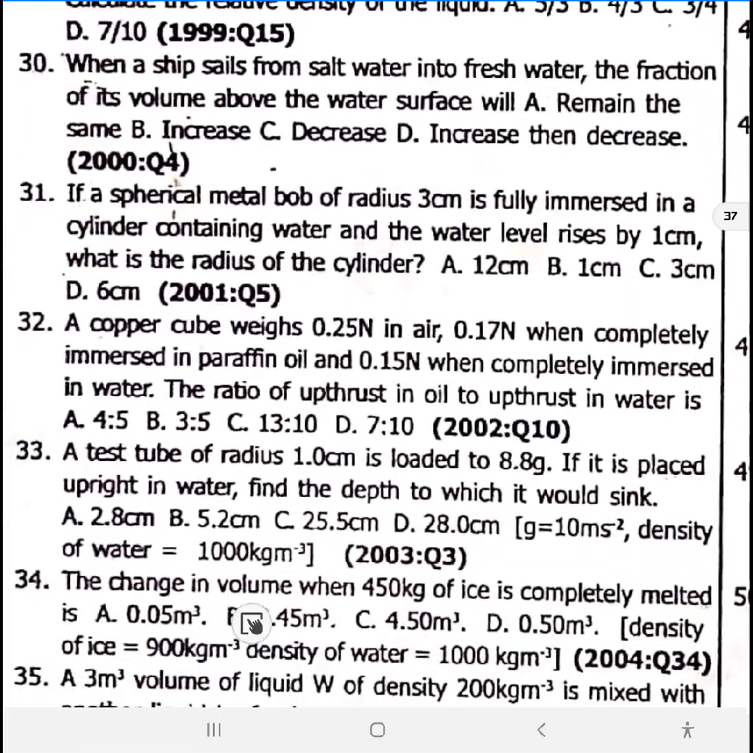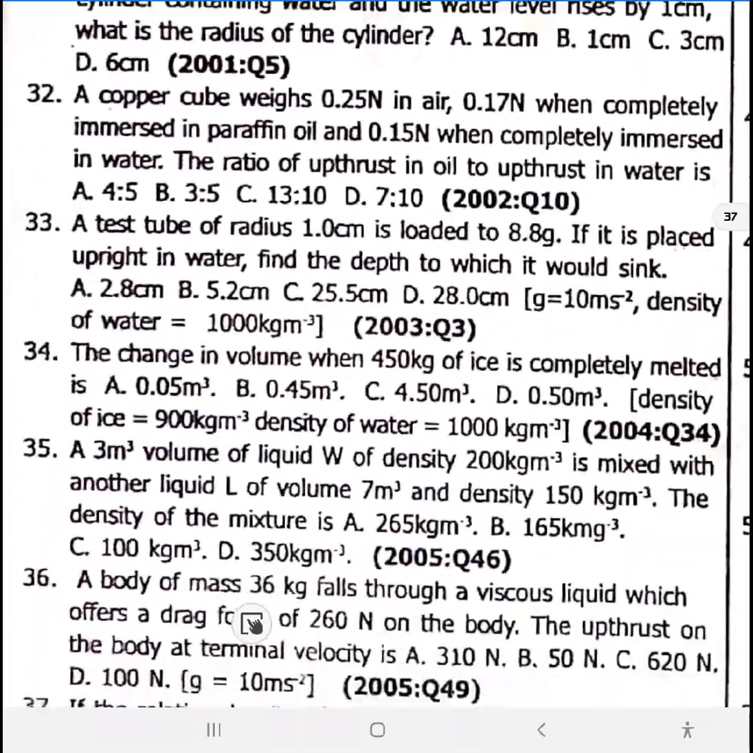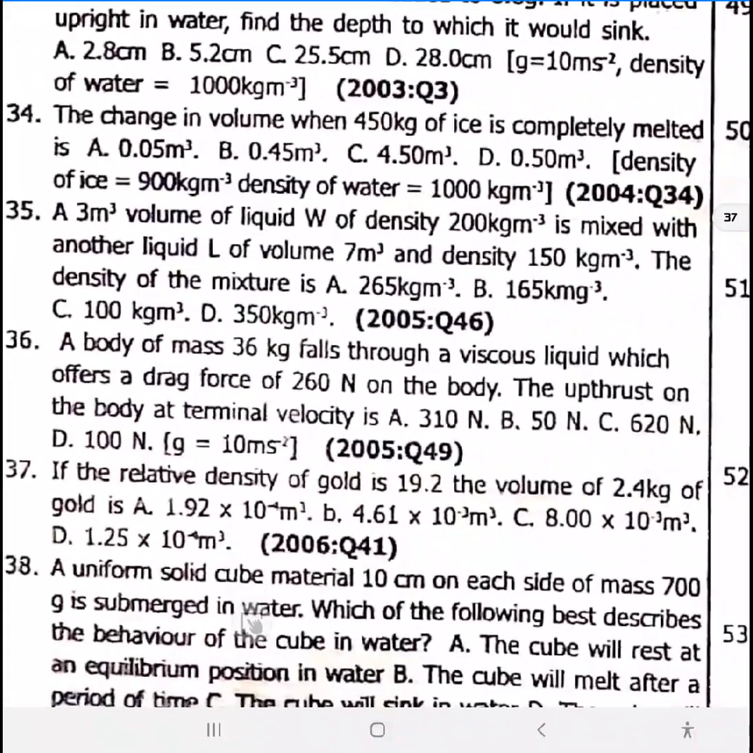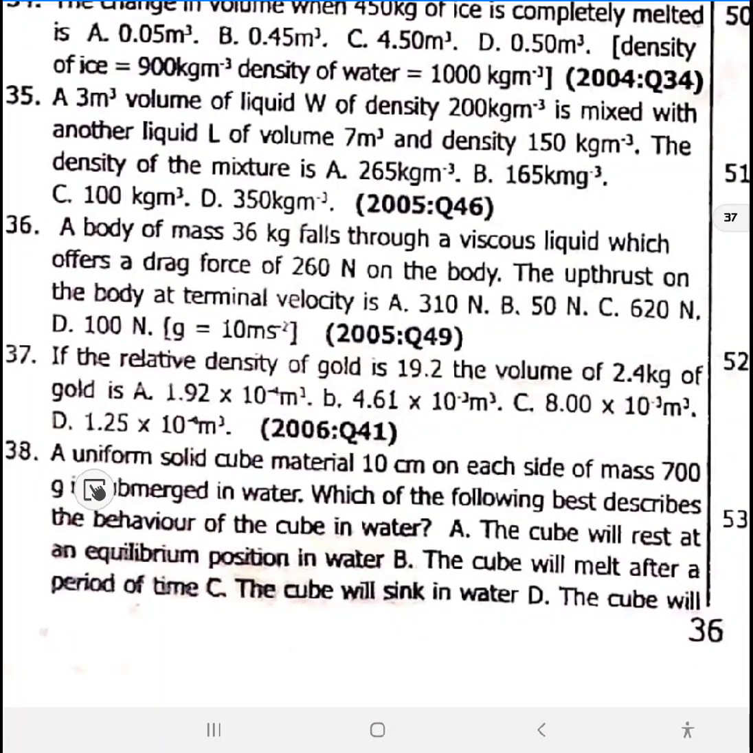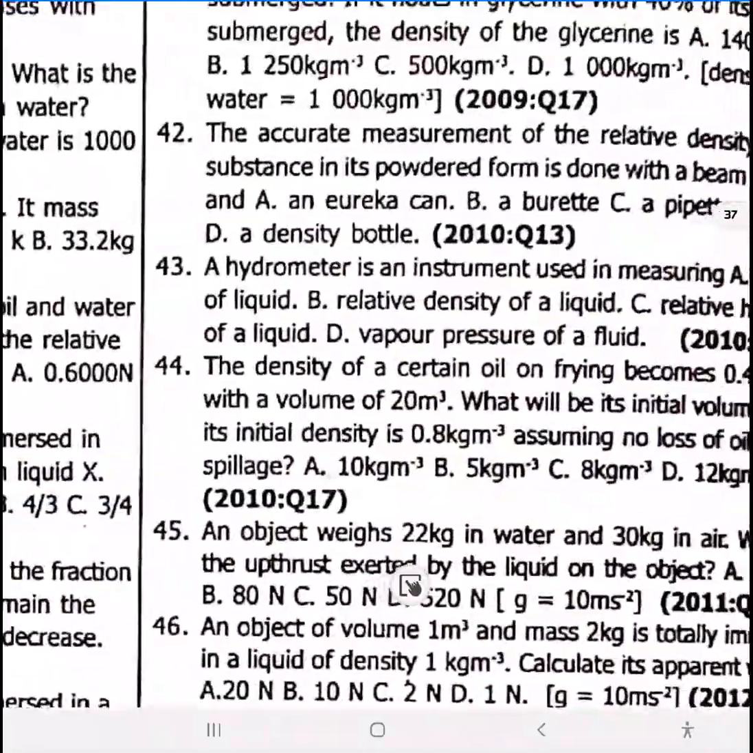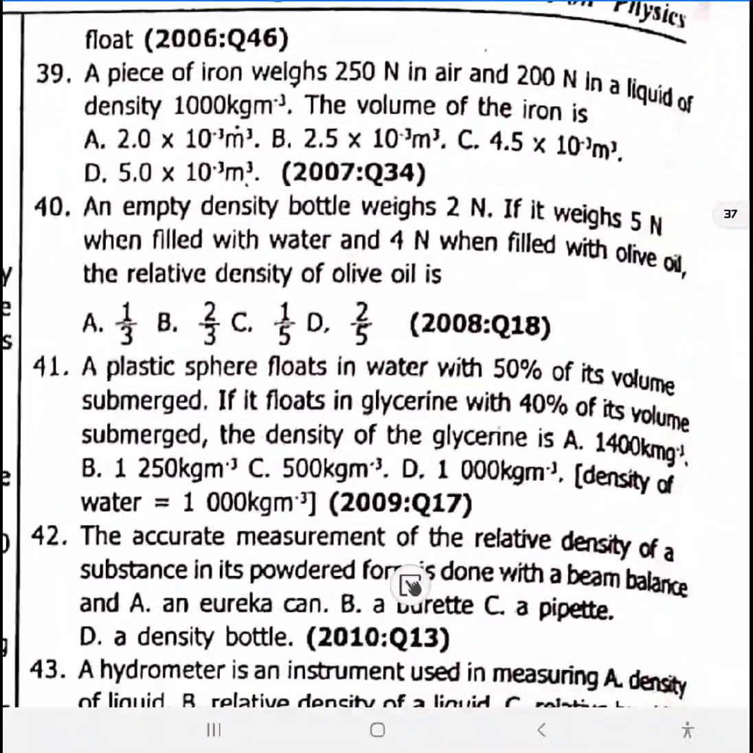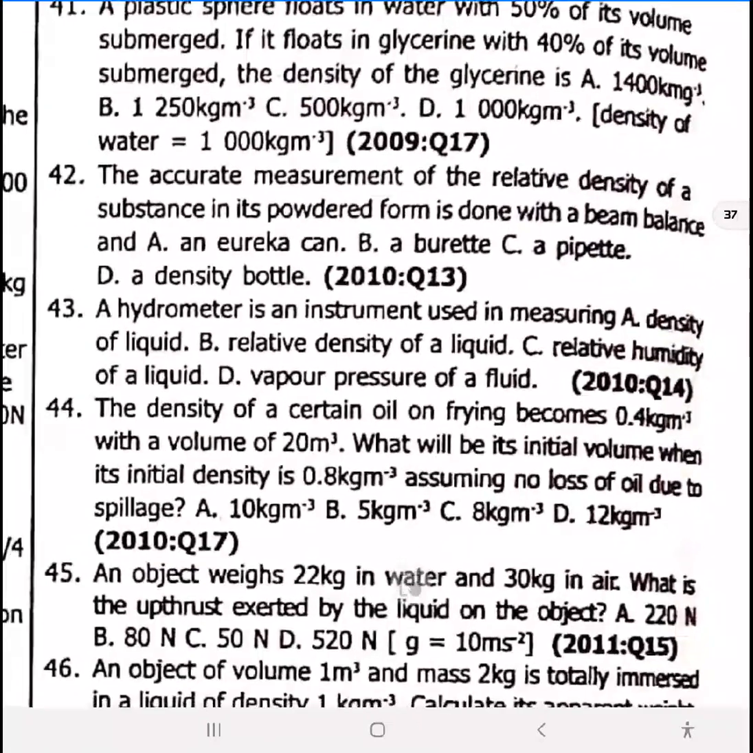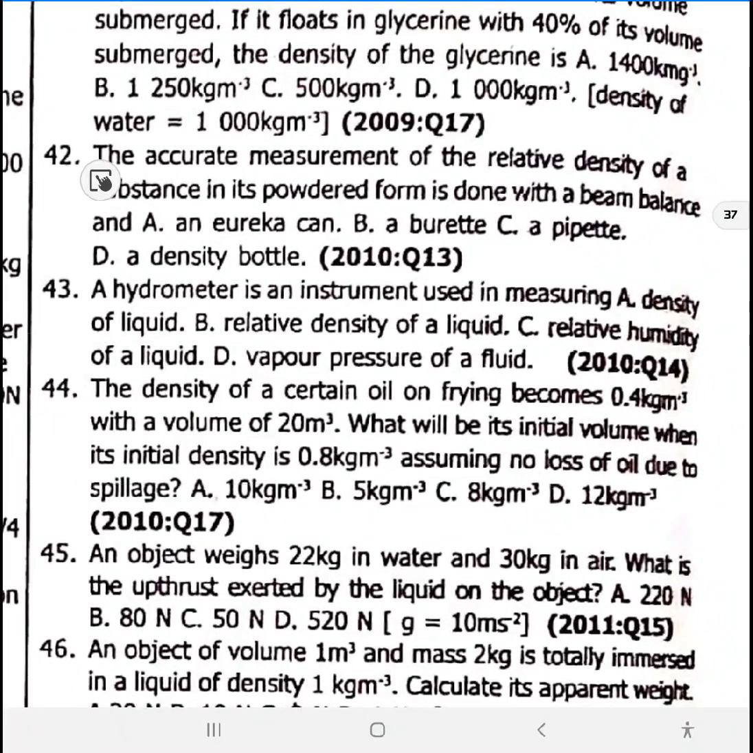Number 31, 33, 35, calculation, 36, 38. A uniform solid cube, okay, that's also a calculation. Then 39, 40, 41. Alright, 42.